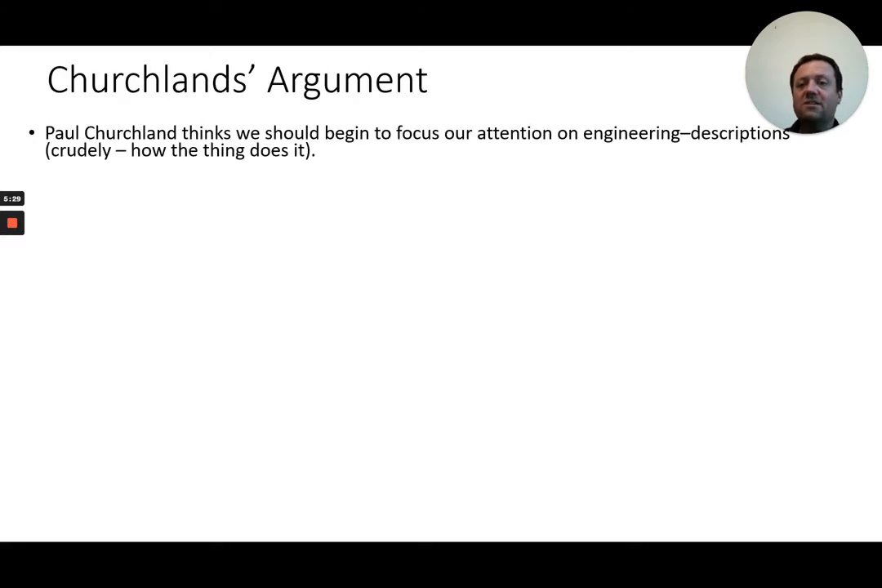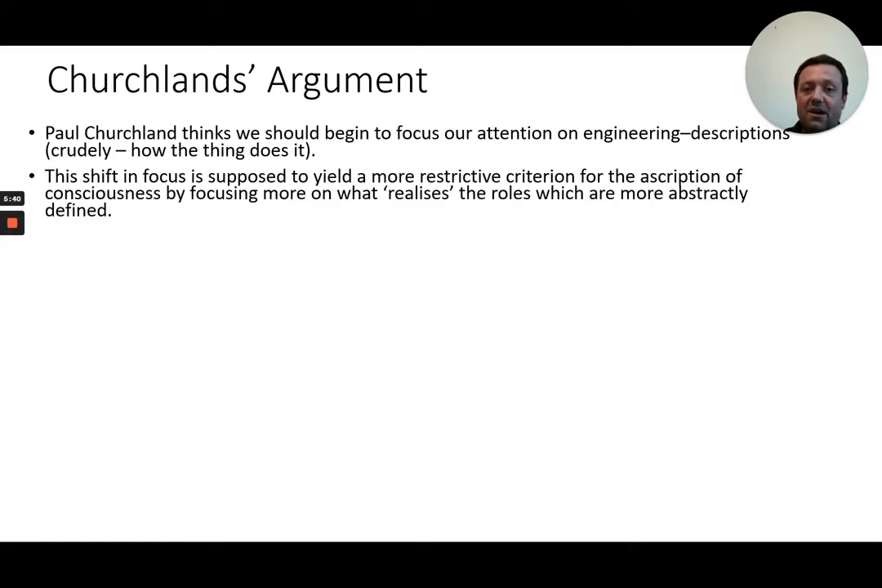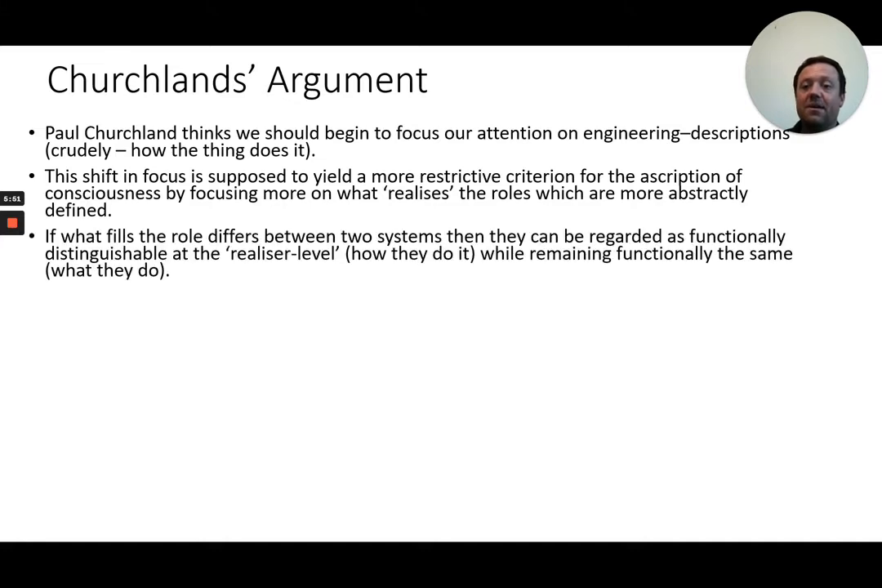Alright, so Churchill's argument is, as I say, that we should focus our attention on engineering descriptions, how the thing does it. We should have a more restrictive criterion for the ascription of consciousness by focusing more on what realises the roles which are abstractly defined. If what fills the roles differs between two systems, then they can be regarded as functionally distinguishable at the realiser level, that is the how they do it level, whilst remaining functionally the same in terms of what they do.